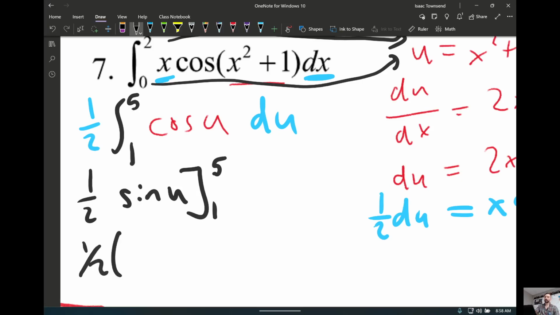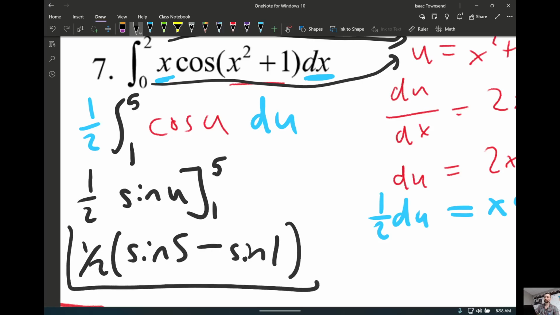So 1/2, first time you plug in 5, next time you plug in 1, subtract those. Sine of 5 does not simplify, and the sine of 1 does not simplify. You have to leave those alone. That's all you can do. Those are all just a number.